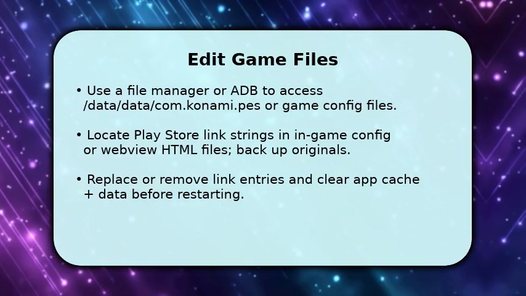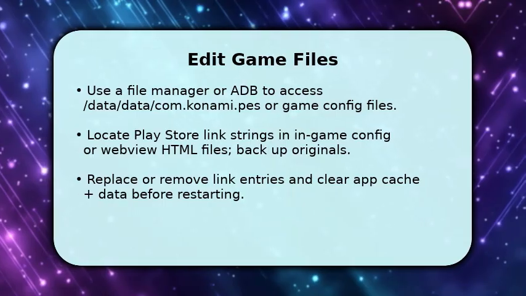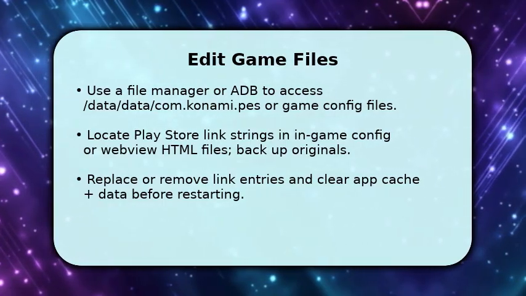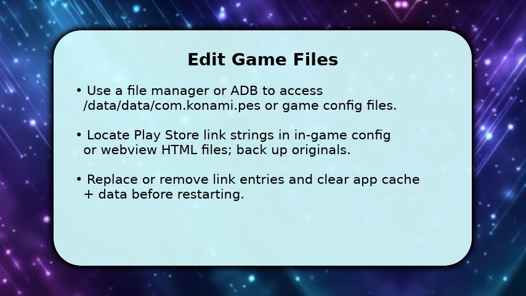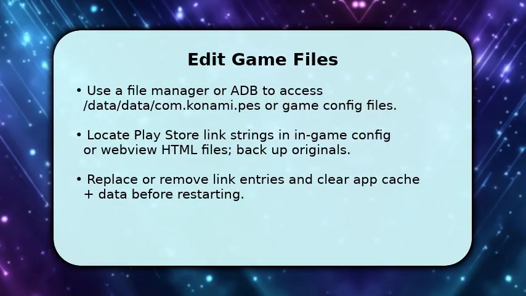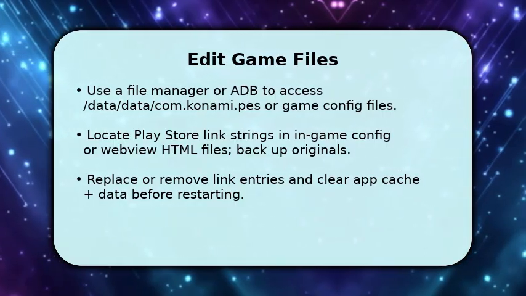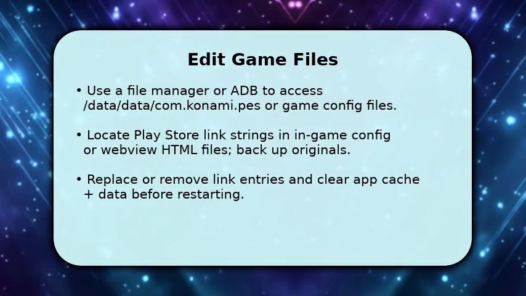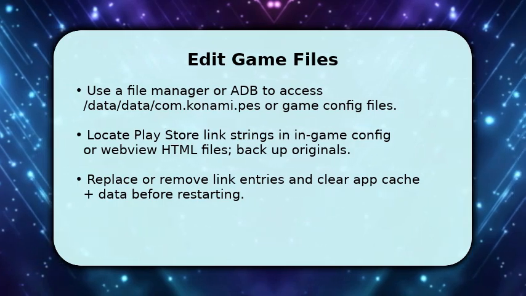Once inside, search for the link strings, often in WebView HTML or a config JSON, and backup originals. Edit or remove only those link lines. Don't alter unrelated keys. After editing, clear the app cache and data so the game loads the modified files fresh. Make sure file permissions remain unchanged to avoid crashes.